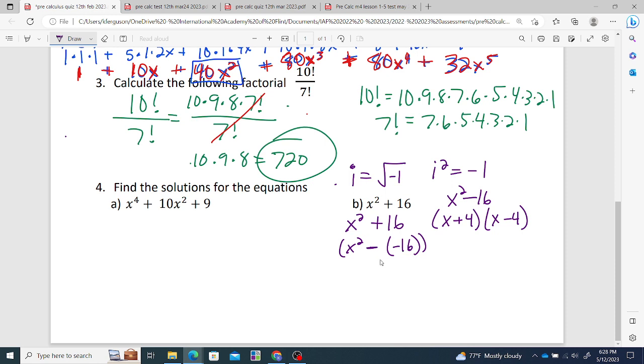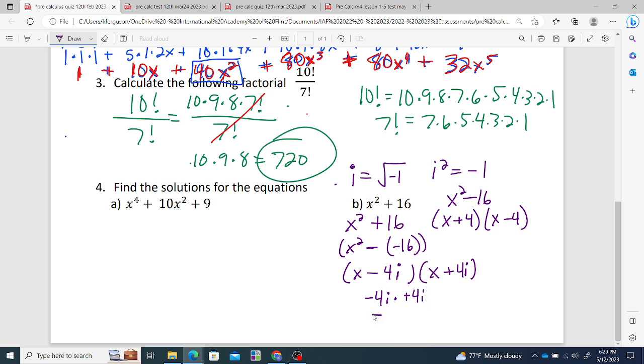But there is something we can do to make it so. If I say x minus 4i times x plus 4i, guess what happens? When I multiply this all out, I'm going to have x squared. The middle terms are going to cancel off because I got negative 4i and positive 4i. And then the final terms are going to be negative 4i times positive 4i.